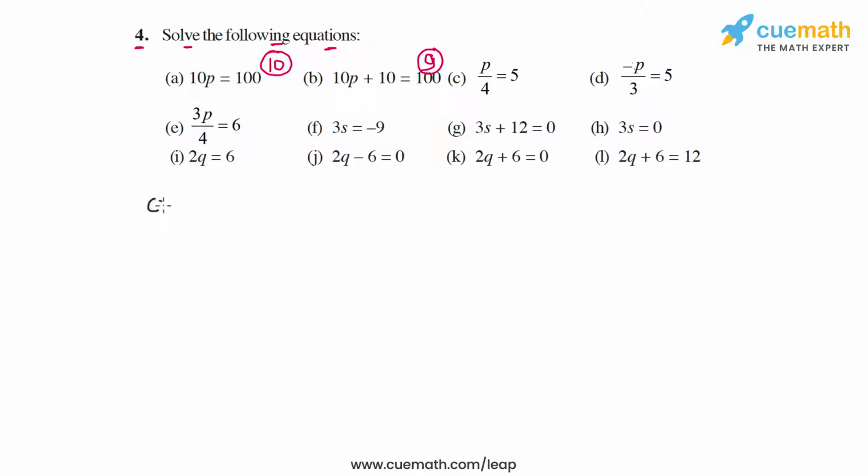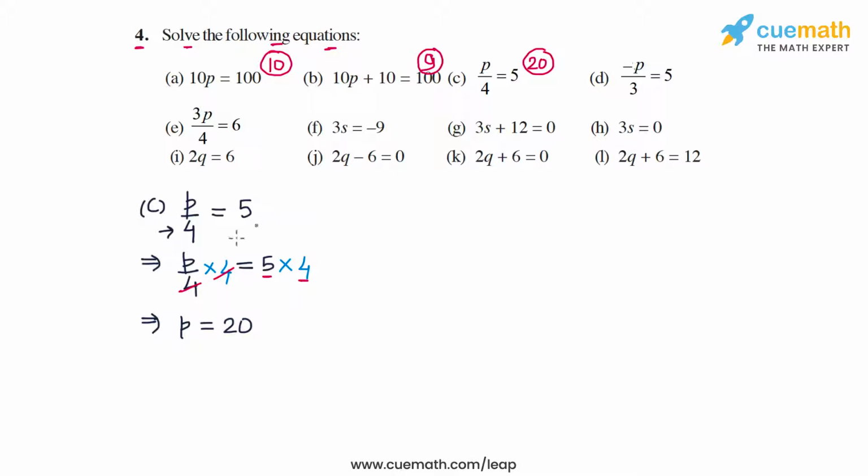In part C, the equation is p by 4 equal to 5. So we have this 4 in the denominator on the LHS. To get rid of this, we will multiply by 4 on both sides. So we have p by 4, the original LHS, equal to 5, the original RHS, and we are going to multiply both sides by 4. So on the LHS these 4's cancel out and on the RHS 5 into 4 is 20. So we obtain p is equal to 20. So the solution in part C is p is equal to 20.